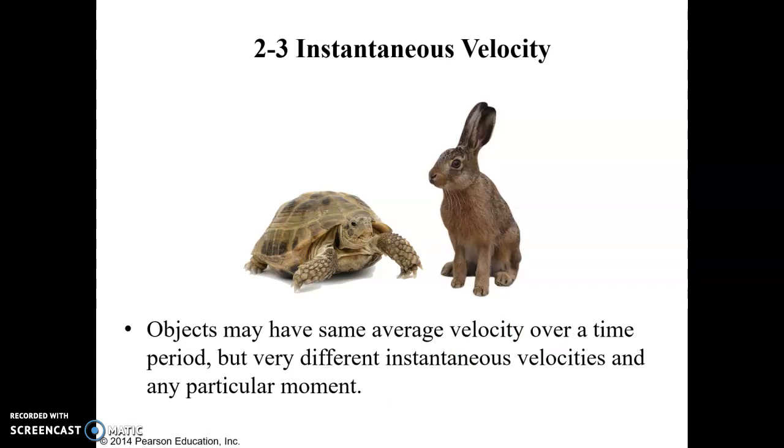So the tortoise and the hare is a great example of the difference between average and instantaneous velocity. The hare obviously has much higher instantaneous velocity, but if it comes to a rest and the tortoise, which has a lower instantaneous velocity but maintains a higher average velocity over the course of the race, actually ends up winning.